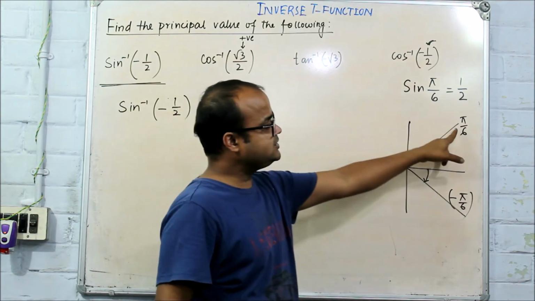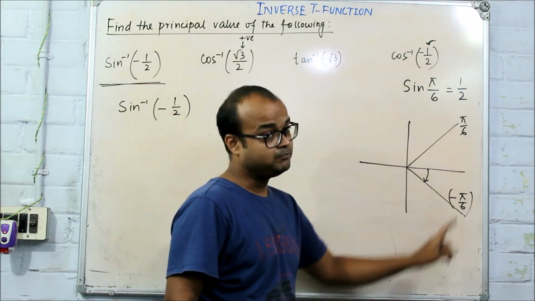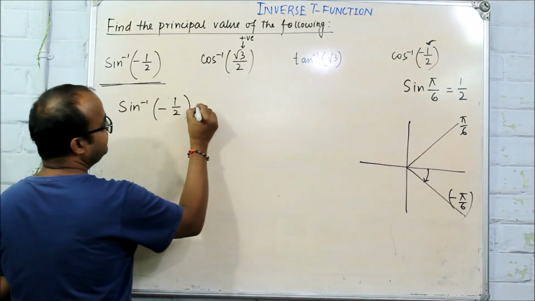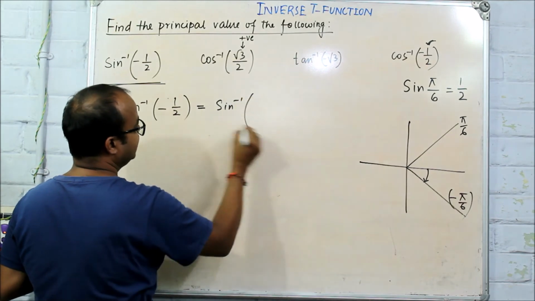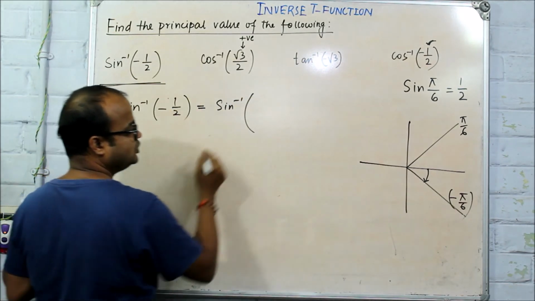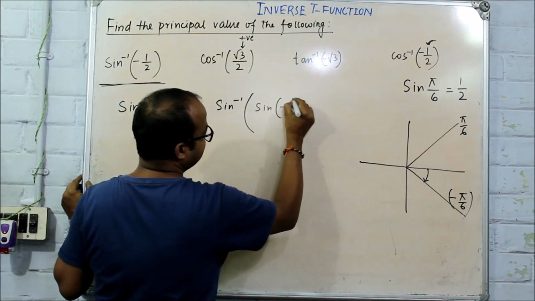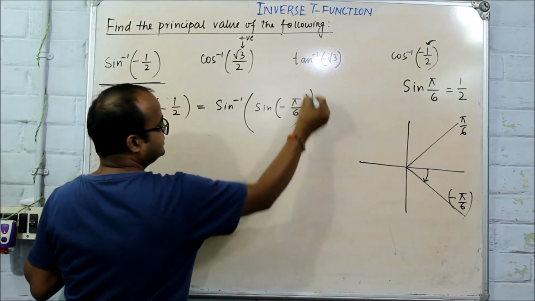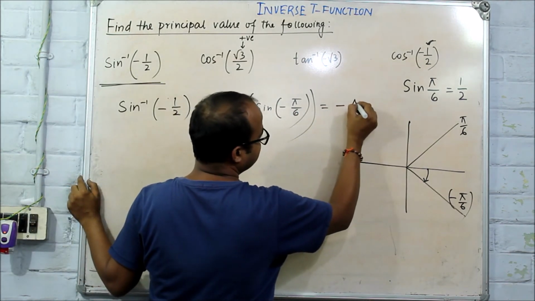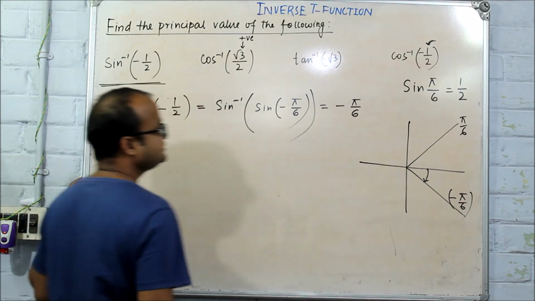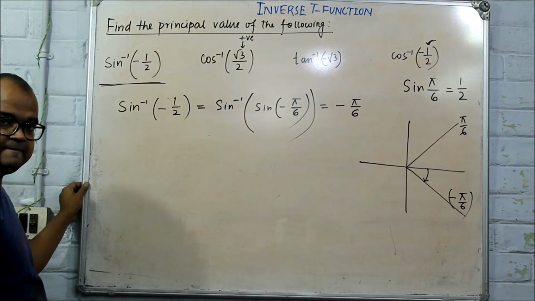So sine pi by 6 is equal to 1 by 2, so sine of minus pi by 6 is equal to minus 1 by 2. So in place of sine inverse of minus 1 by 2, we write sine of minus pi by 6. Sine inverse sine theta means theta. So minus pi by 6. Clear?